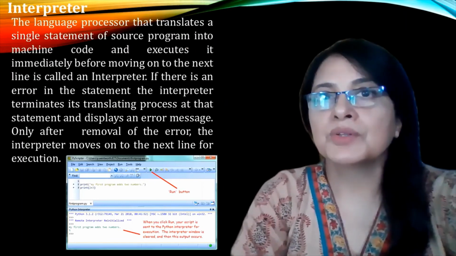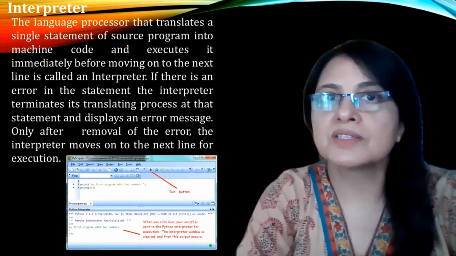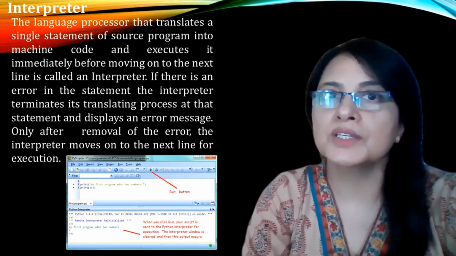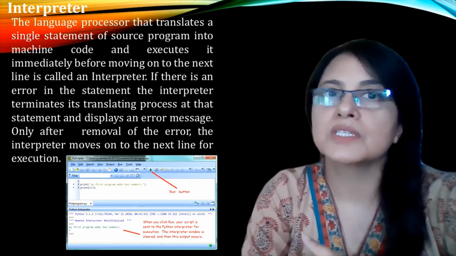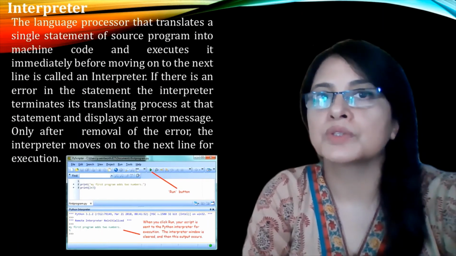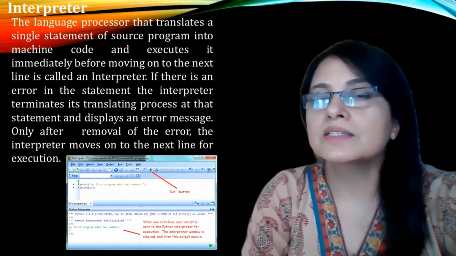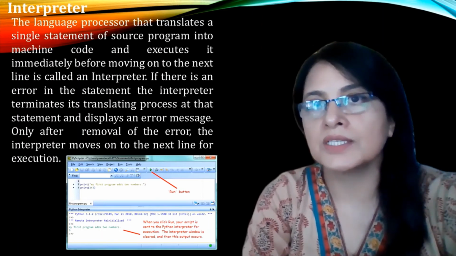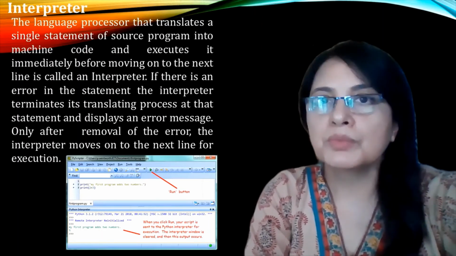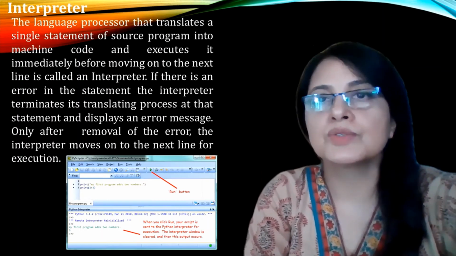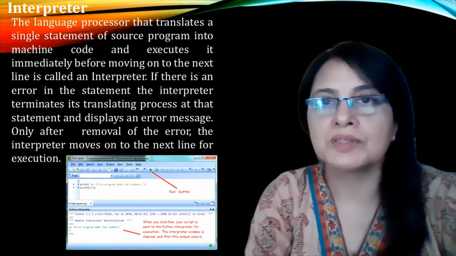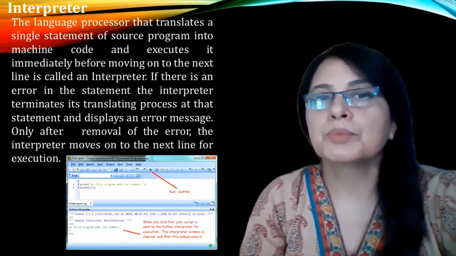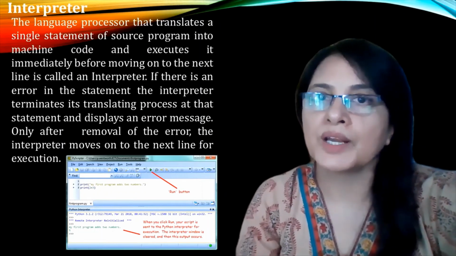The interpreter, on the other hand, is a language processor that translates a single statement of the source code into machine code and executes it immediately before moving on to the next line. Its error message comes as soon as it encounters an error in that single line. When we remove that error, it goes further to see the next line and check whether that has errors. So every time we remove an error, the interpreter moves to the next line for execution.